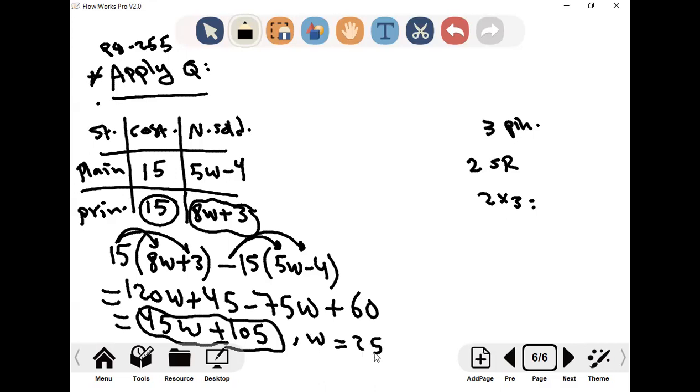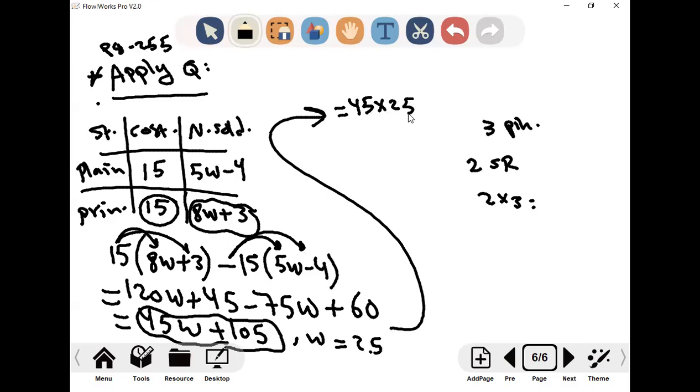25. Now we need to calculate the money. So I will replace W by what? By 25. So here I will say equal, replace W by 25: 45 multiplied by 25 plus 105. Check. Replace the variable by its value, then calculate. Now multiply 45 times 25. How much?